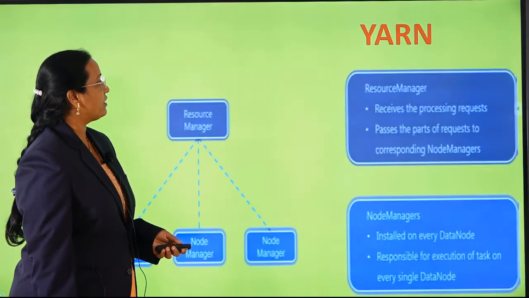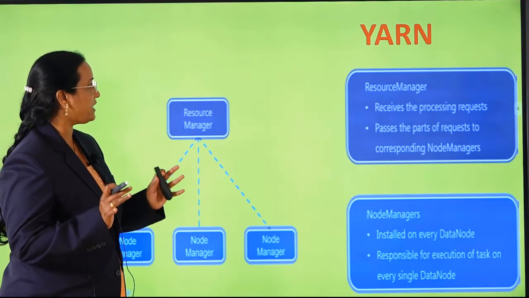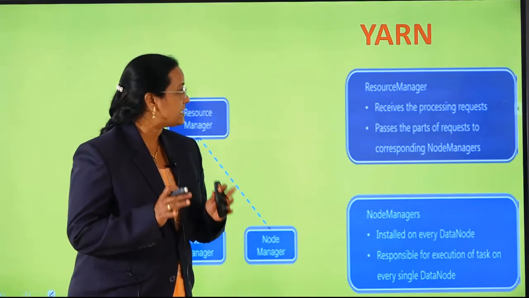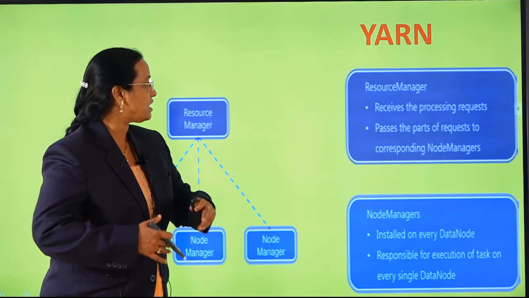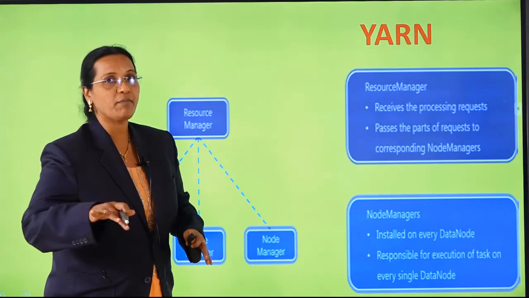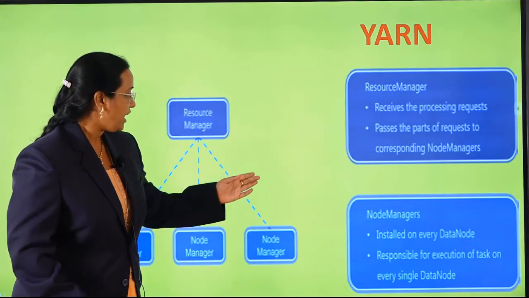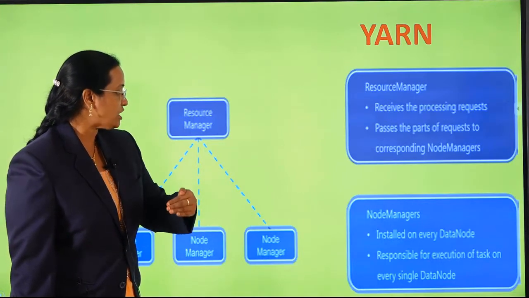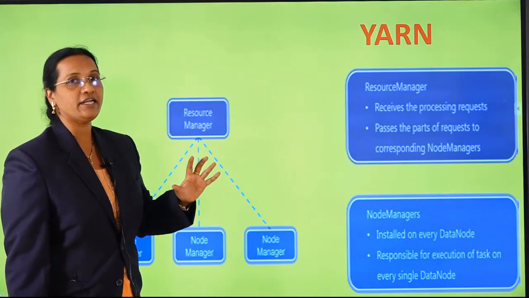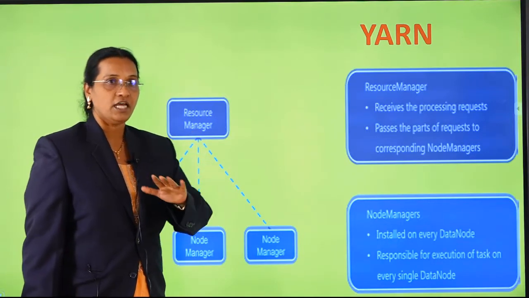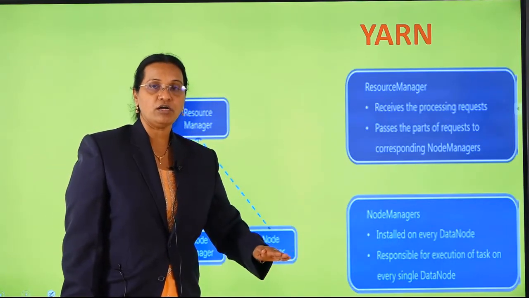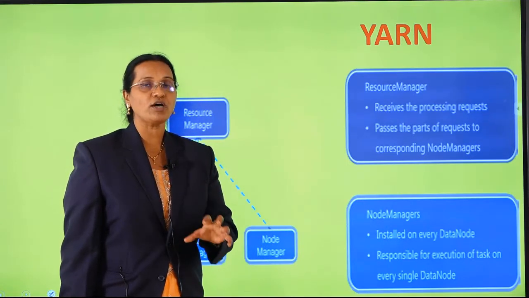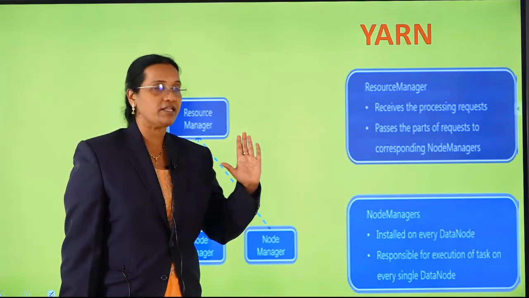Let us see about YARN. YARN takes care of the processing. The resource manager receives the processing request and passes the parts of the request to the corresponding node managers. The node manager is installed on every data node and is responsible for execution of tasks on every single data node. Whether the resources are available or not, whether it can execute or not, whether it is executing or not, that whole processing is done by YARN.